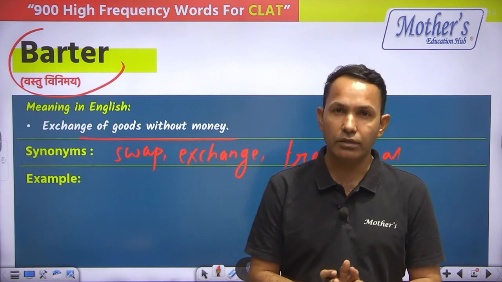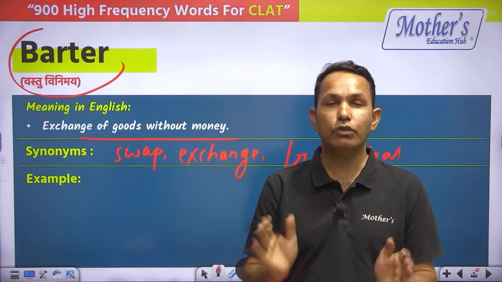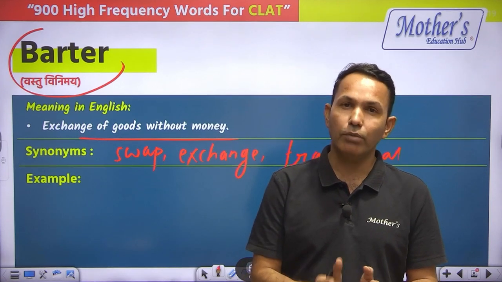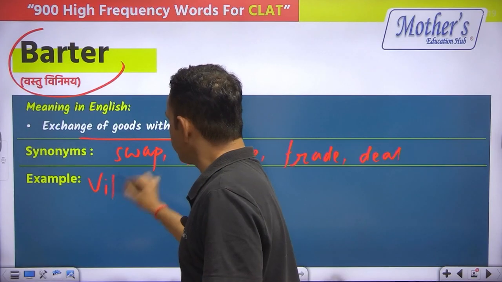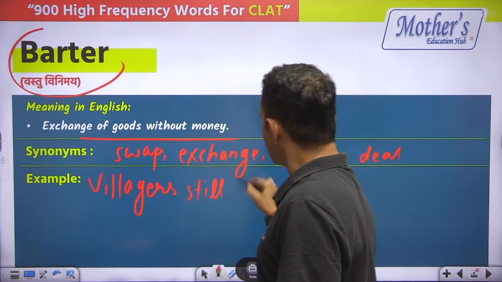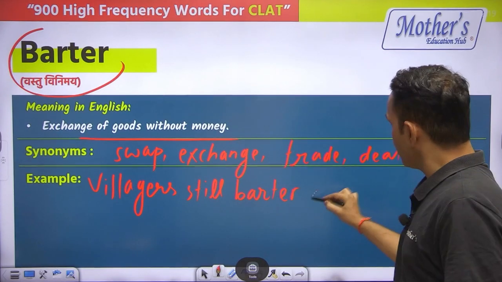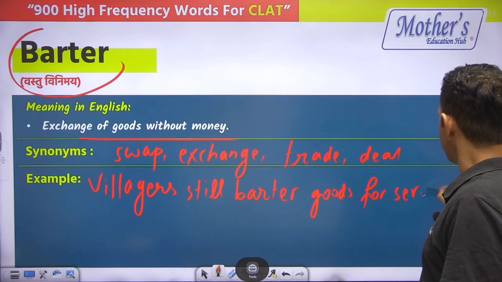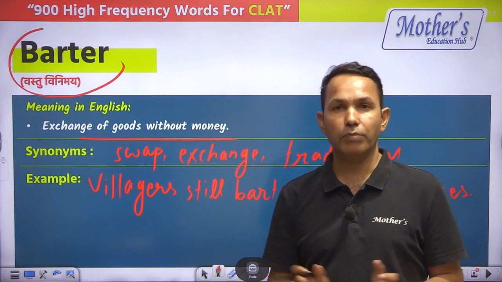Let's use this barter in a sentence. Villagers still barter goods for services. The tribe bartered salt for goods. So that was the word barter.